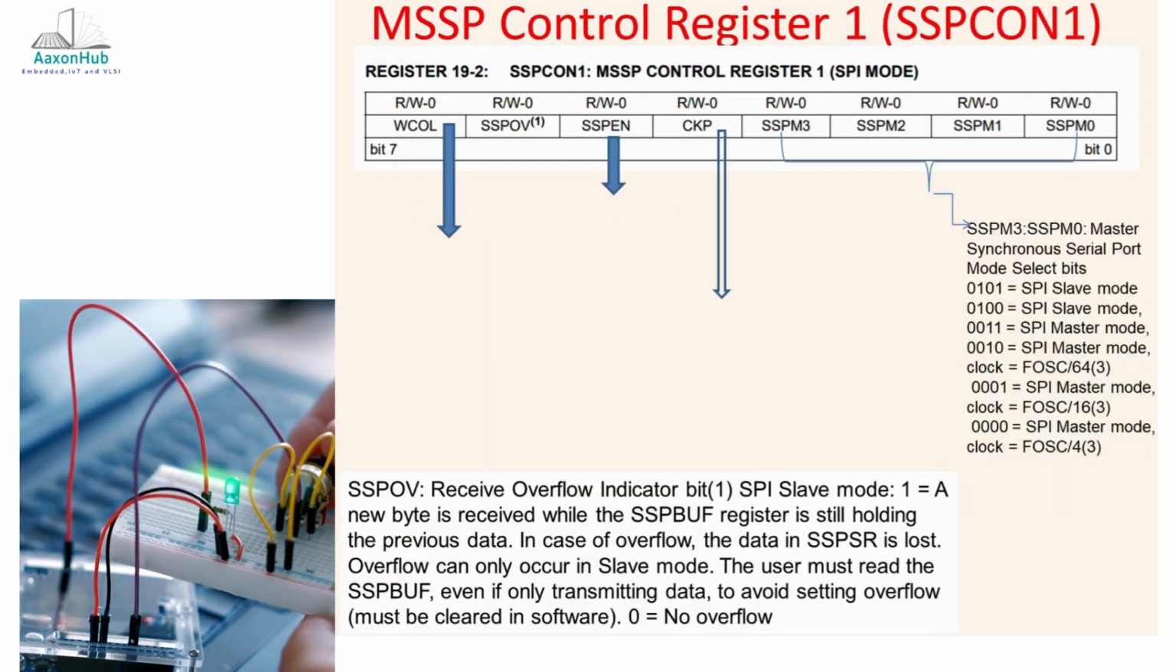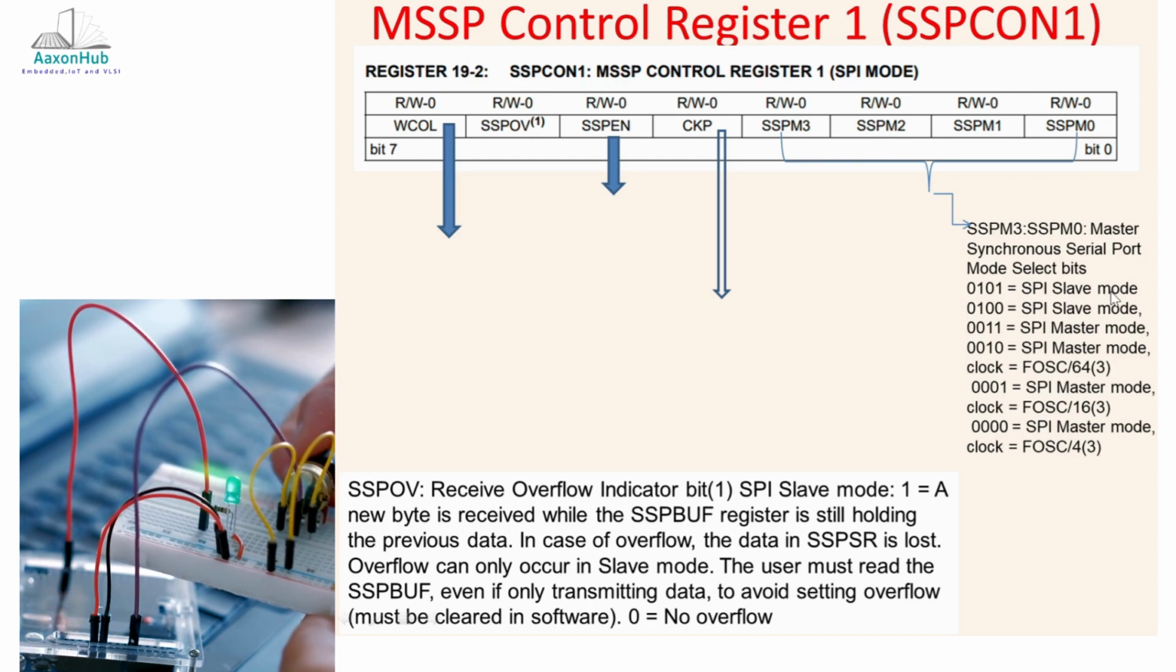The next register used in SPI mode is the SSPCON register. This SSPCON register is MSSP control register 1. To utilize this register in SPI mode, let's discuss the modes of operation for the SSP. There are 4 bits in this register, the master synchronous serial port mode select bits. If you place these bits as 0101, the mode will be selected as SPI slave mode.